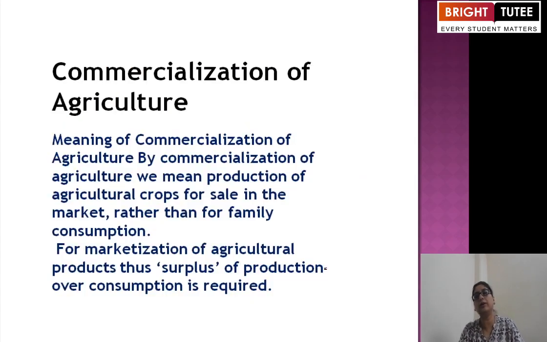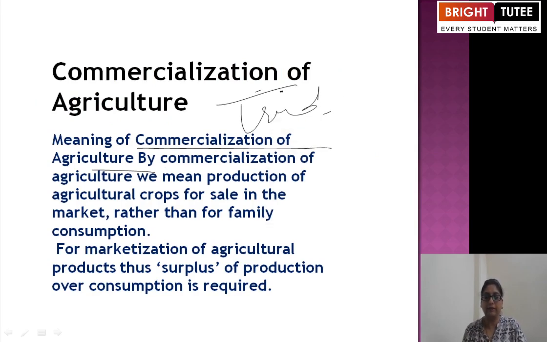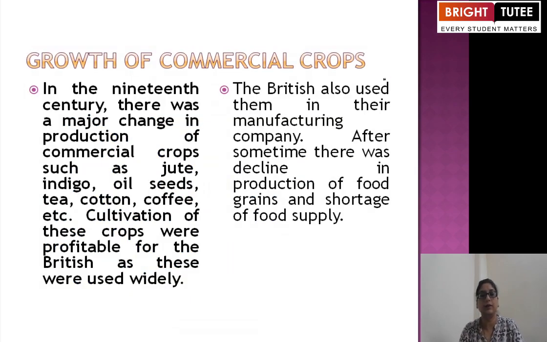And then next is your commercialization of agriculture. Commercialization of agriculture means trading. Now when you have to trade, that means you have to produce the thing, and after your own usage you can sell or purchase the things. So here the meaning of commercialization of agriculture is production of agricultural crops for sale in the market rather than for family consumption. And for marketization of agricultural products, a surplus of production over consumption is required.